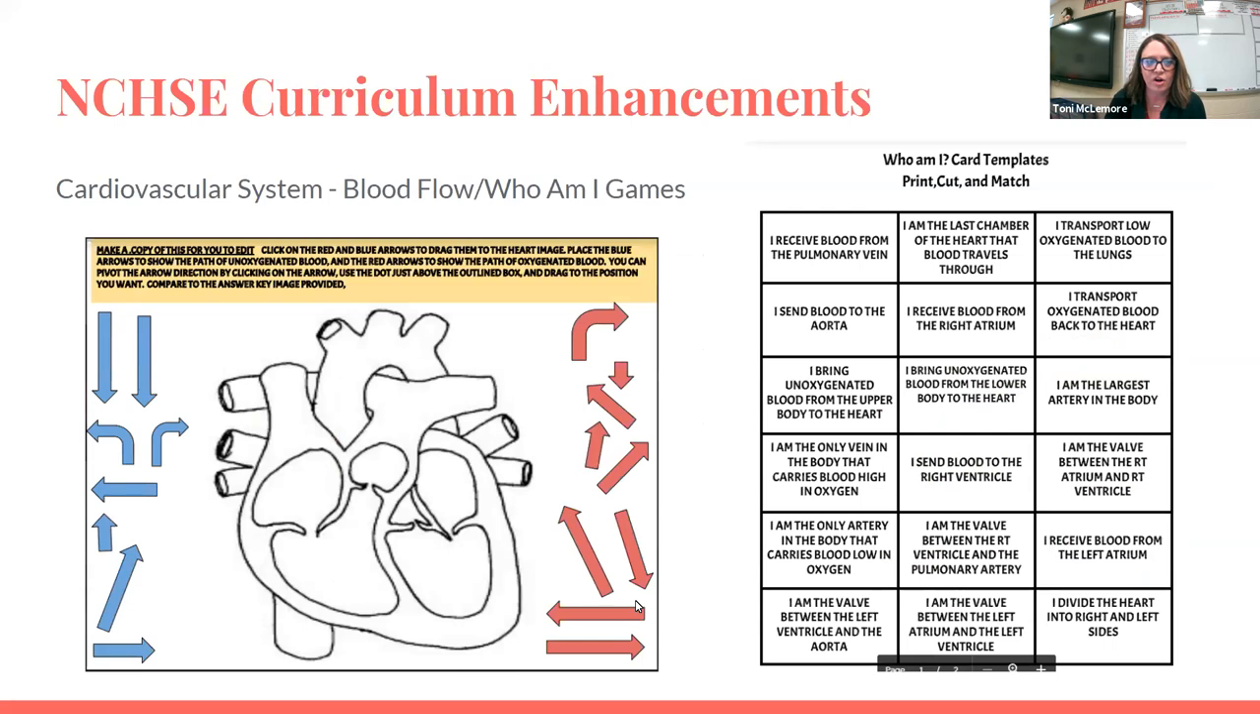The next one, the cardiovascular system, we play two games with this. The first one is the blood flow game. This one can either be in a PowerPoint or a Google slide. You could make a copy and put it on their online learning, and they drag and drop the arrows into this heart. When I do it in class, I put it up on the board and they just take turns coming up to the board and dragging and dropping the arrows for the direction of the blood flow. They love that one.